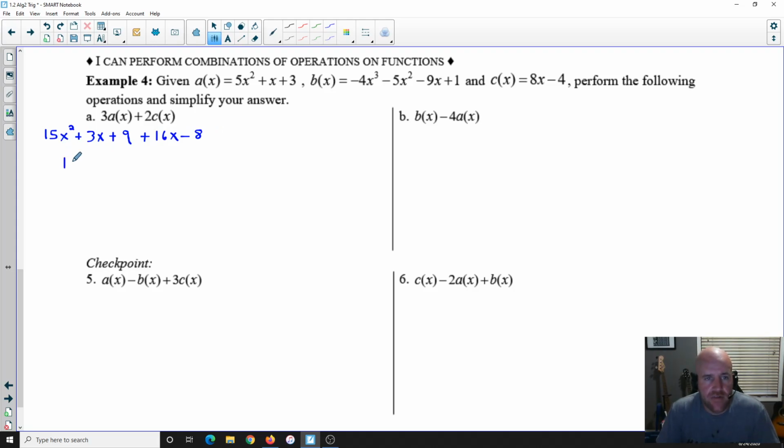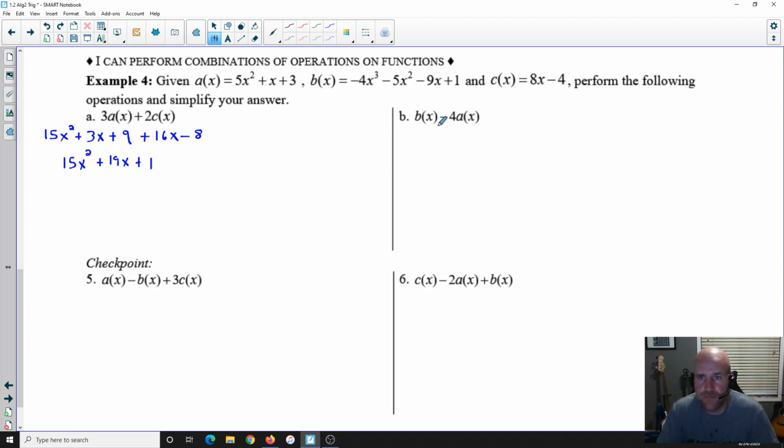So we have a squared term, and then 2 x terms, so 3x and 16x. That gives us 19x. And then 9 and negative 8. So that should be a positive 1. So this is our new function.